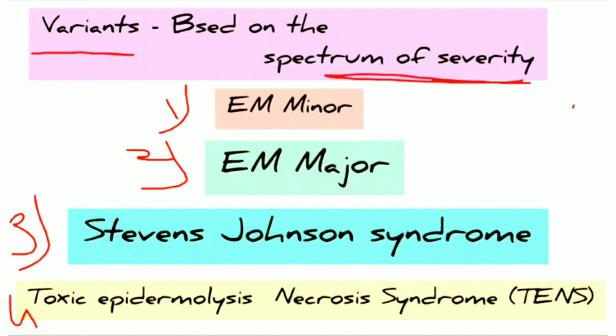Usually severity increases like this. In erythema multiforme minor there will be less severity, in major there will be more, in Stevens-Johnson syndrome there will be more severity, and finally toxic epidermal necrolysis syndrome has the most severity. So now let us see each of them one by one.